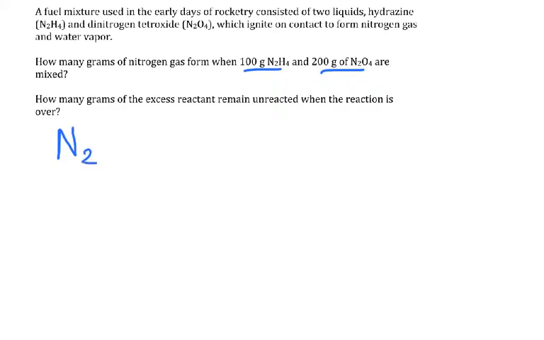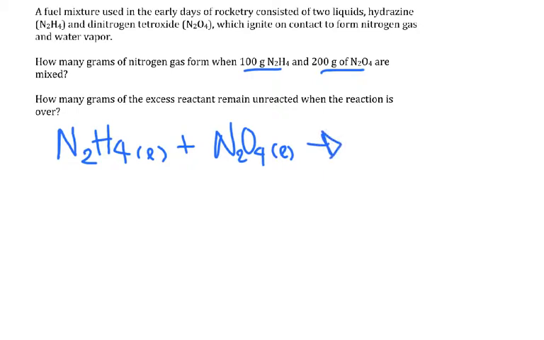So if you have hydrazine, which is a liquid, it tells you in the problem. It reacts with dinitrogen tetroxide, also a liquid, to produce nitrogen gas and water vapor. Water vapor is a gas. Okay, so we need to balance this equation.